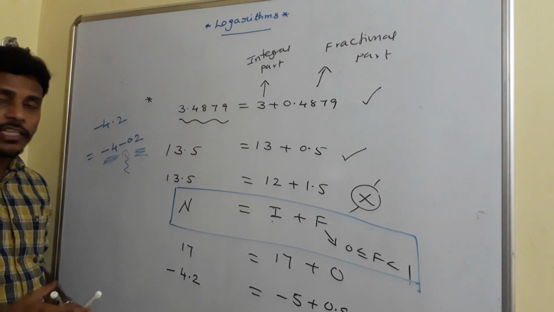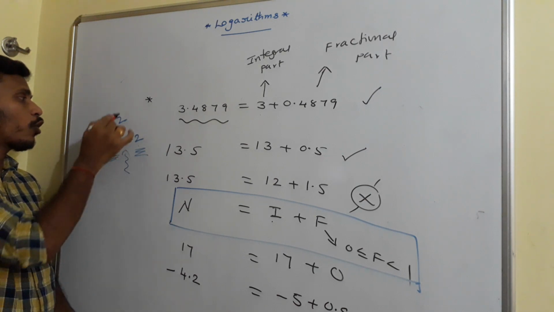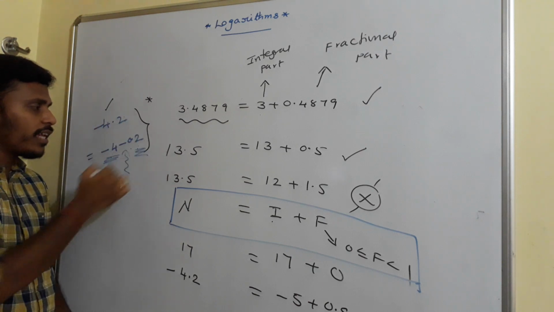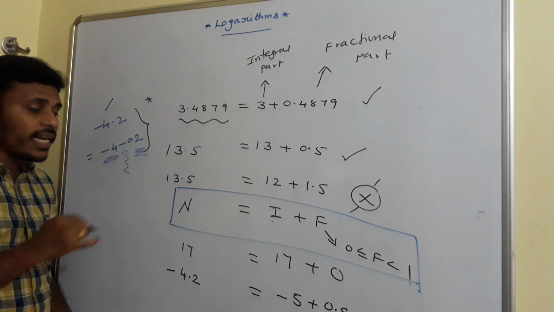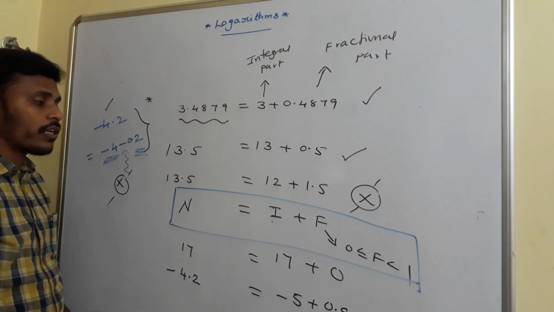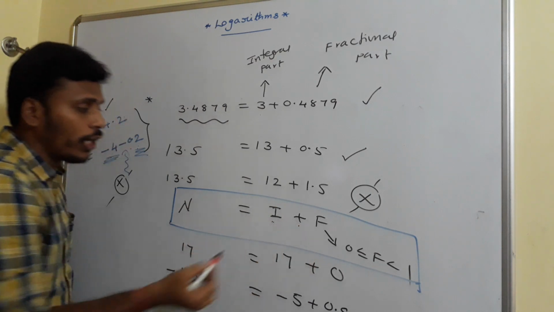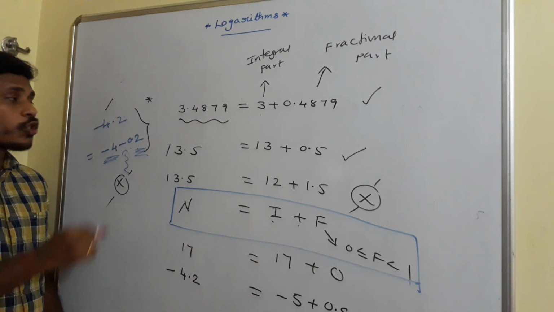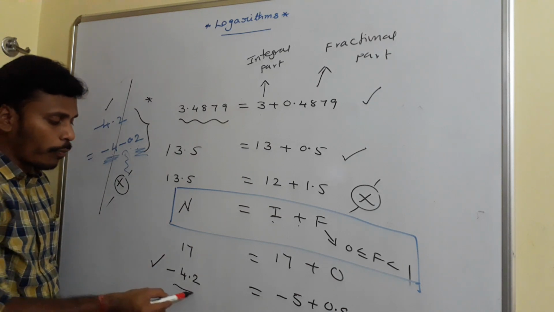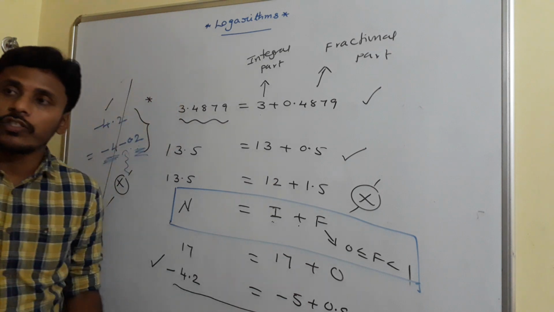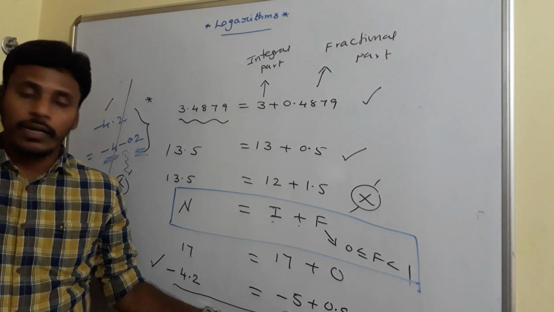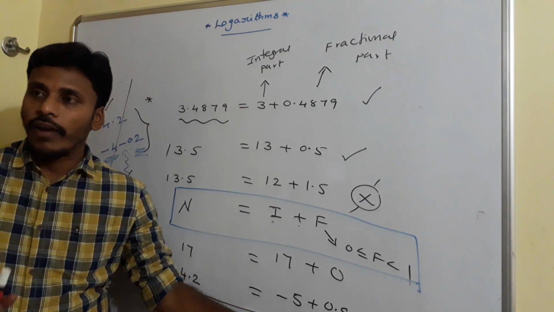Think once. Minus 4.2 can be written as minus 5 plus 0.8. So we have different ways to write. Minus 4.2 can be written as minus 4 minus 0.2. This type of writing is good. But in deciding the integral part and fractional part, this is not helpful. Why? Because as a definition, integral part plus fractional part you need to write, but you have minus sign here. So by neglecting this, you need to concentrate on this way of writing. Minus 4.2 can be written as minus 5 plus 0.8. From there it is clear that minus 5 is the integral part and that 0.8 is the fractional part.